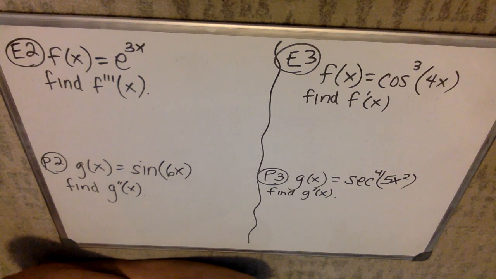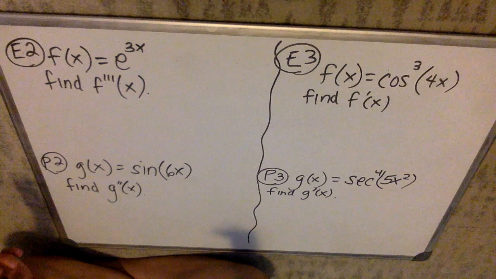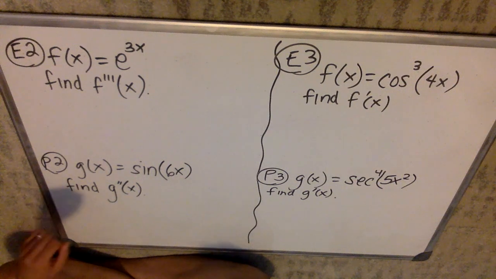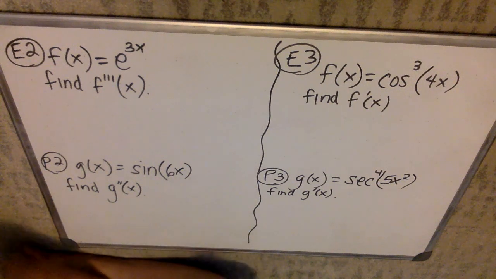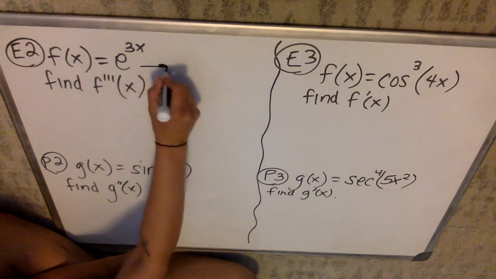So in E2, I give you that f of x is e to the 3x, and this is the first time I'm making you use that exponential derivative that we learned on a note card the other day. So we're going to find f triple prime of x. That's going to involve differentiating 3 times. And each time we do that, we're going to see that we have to apply the chain rule. So let's start right here, and I'm just going to go ahead and find f prime.